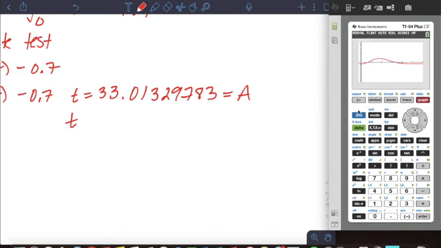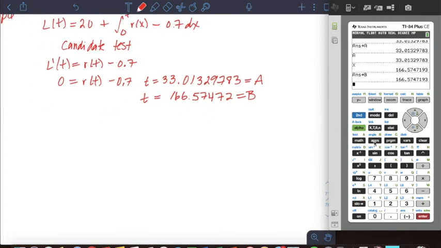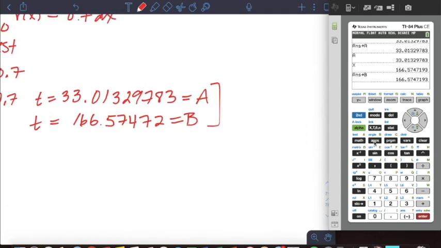And then let's find the other 0. Okay, so same idea, second trace, go to 0. Be on the right side, be on the left side, and this 0 is 166.57472, and we'll call this one B. Okay, again, the x value has been replaced by this new 0, but I want to call this B, so I'm going to store this as B. Okay, so we figured out the critical numbers. Remember, these are what we call critical numbers.